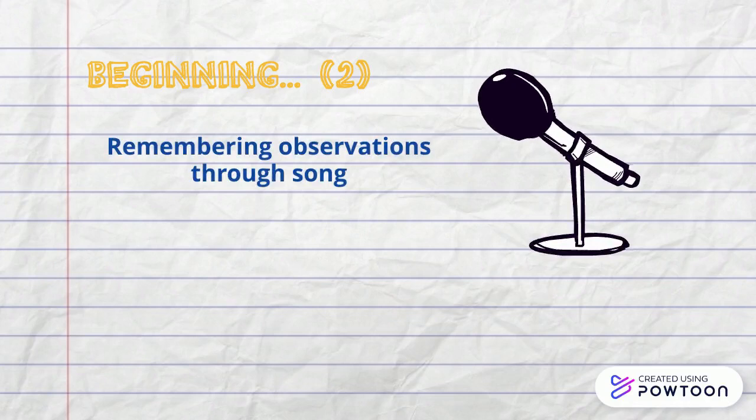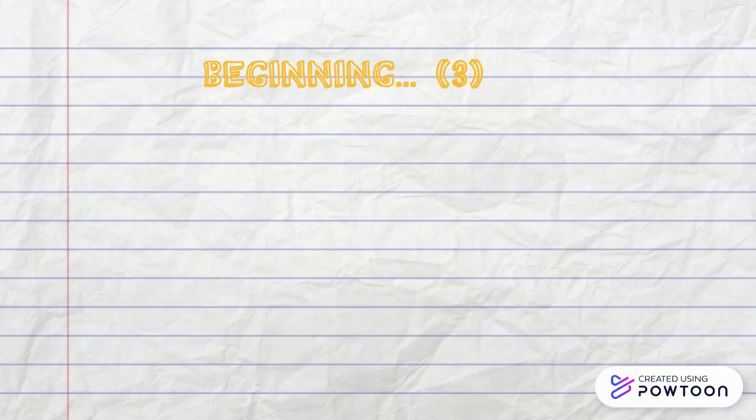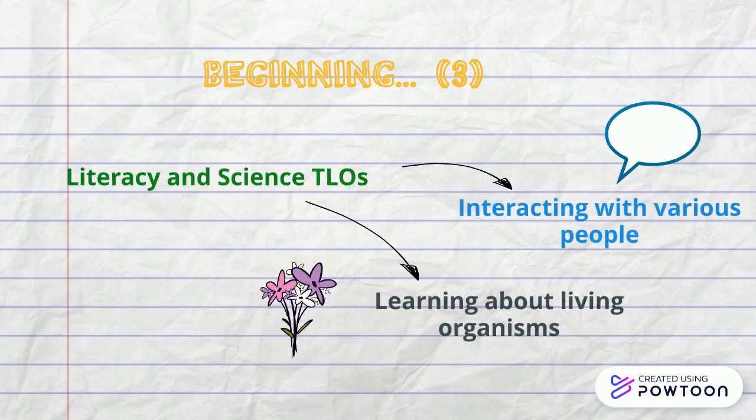This can be made even more engaging by giving students the choice of a popular pop song and changing the lyrics. The first stage is most overtly involved with the literacy and science learning outcomes, as students learn about living organisms through interacting with respected community members and their peers.